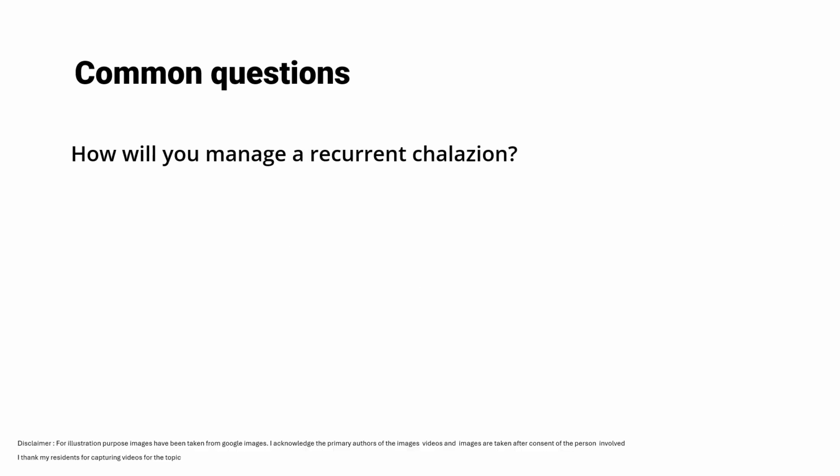So the other common question is how will you manage recurrent chalazion? Okay. So the first thing you have to say is, if a patient has recurrent chalazion, you have to rule out sebaceous gland carcinoma, because an elderly patient presenting with repeated chalazion, who has undergone many surgeries like incision and curettage but keeps coming back with this lesion in the same area, then you have to rule out sebaceous gland carcinoma in these patients.